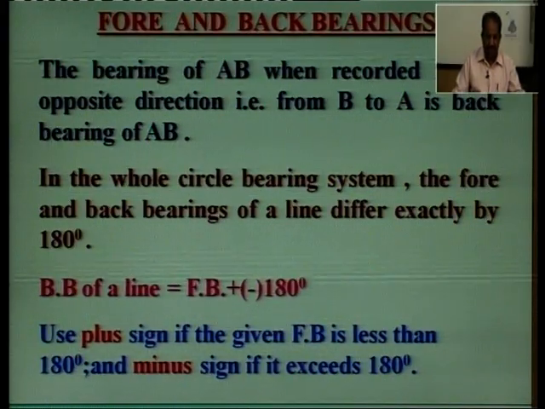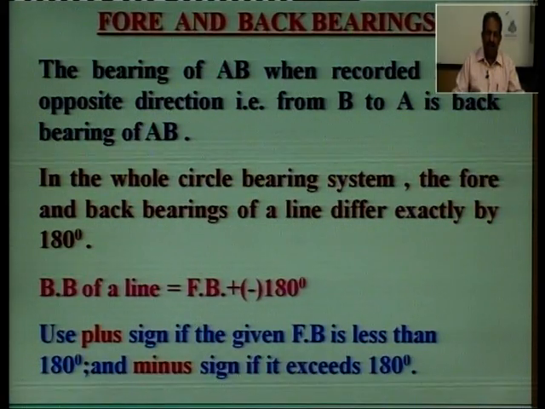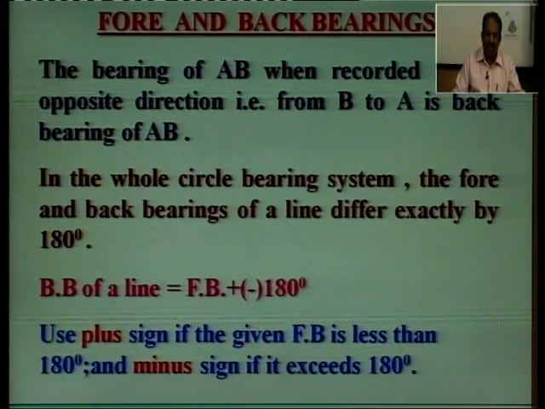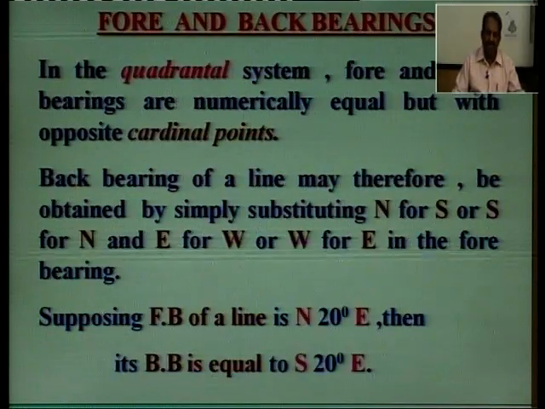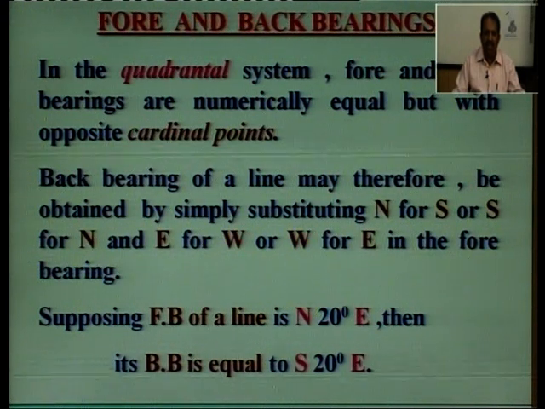So, please note this point: back bearing of a line can be found out by adding or subtracting 180 degrees to the fore bearing. The plus sign is to be used when the fore bearing is less than 180 degrees, and the minus sign is to be used when it exceeds 180 degrees. In the quadrantal system, fore and back bearings are numerically equal. This is very important. But with opposite cardinal points. These N, E, W, S are known as cardinal points.